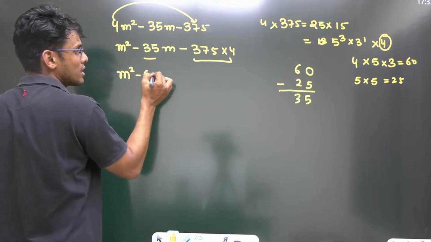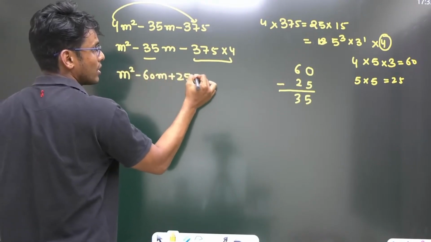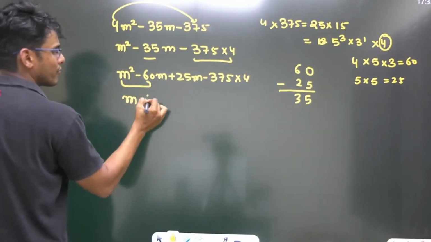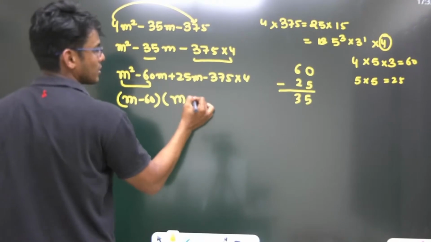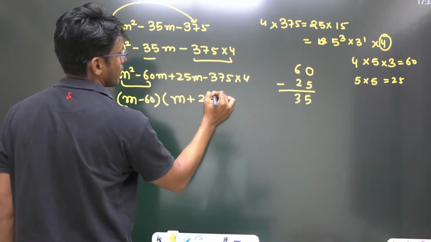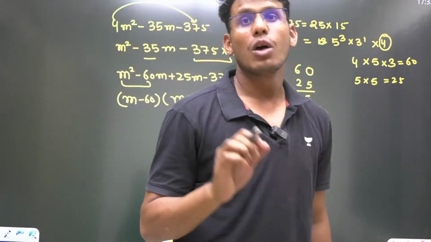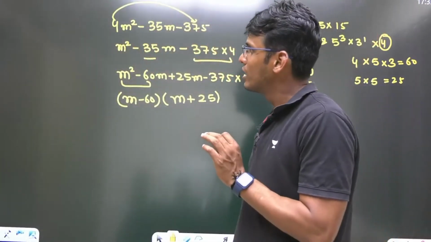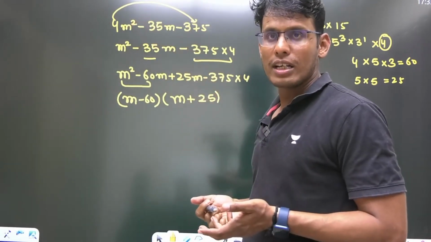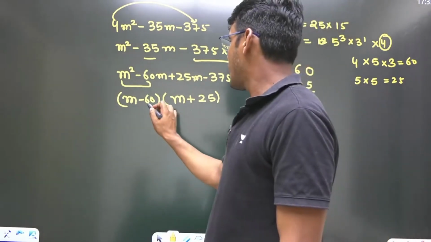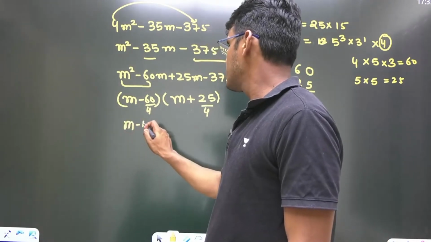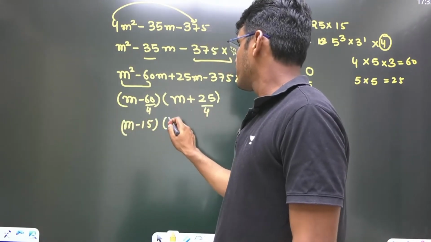Now we'll have to do a final adjustment also. m square minus 60m plus 25m minus 375 times 4. So you have m minus 60 here, and m plus 25 here. But you made a mistake by multiplying 4. You cannot multiply 4 here, right? So this is the final adjustment. You just have to divide by the same number, and then take the LCM, and you get the final answer.